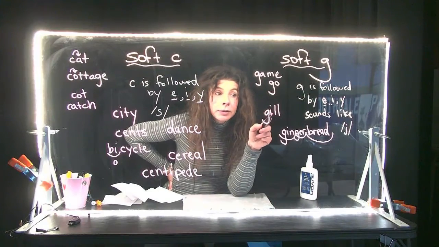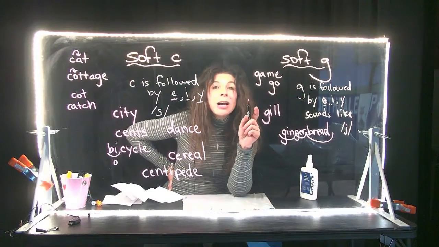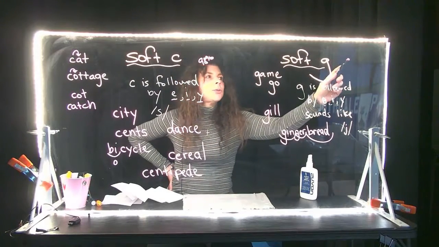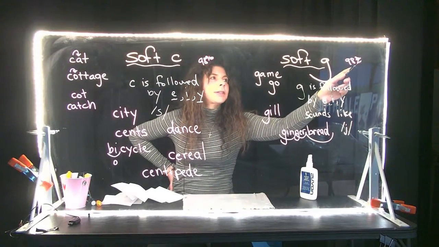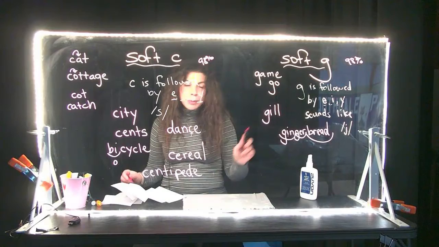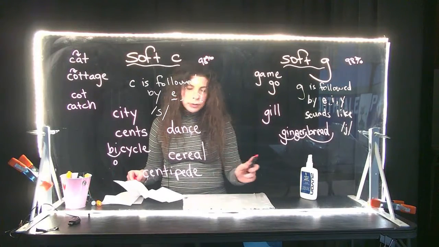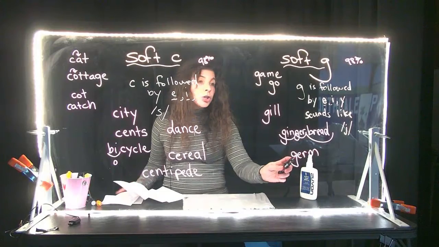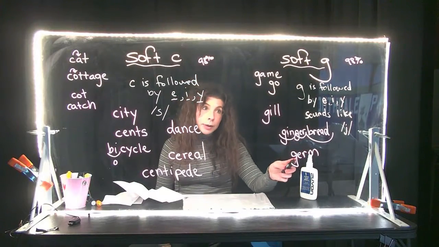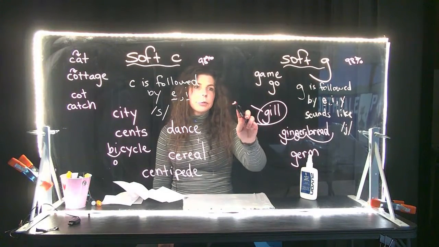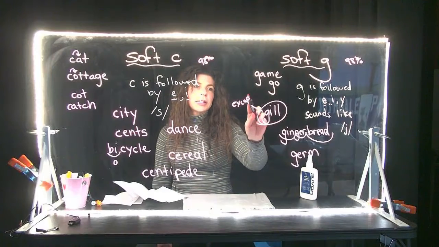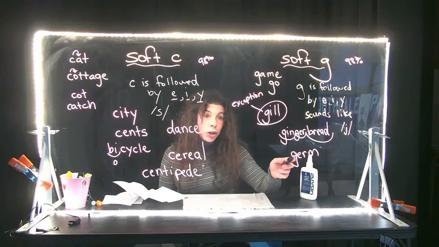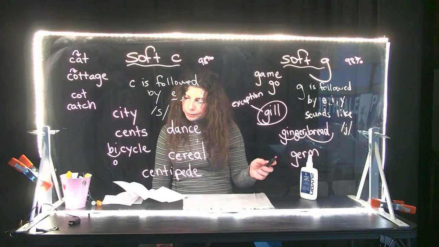Sometimes it's not always. Let's say 98%, because you always have your exceptions. Always. But let's go back to our soft G. Germ. I don't say germ with a hard G. That's an exception. Remember, gill is an exception, the gill of a fish. I don't say germ with a hard G, I say germ.